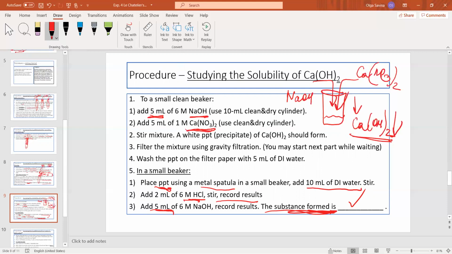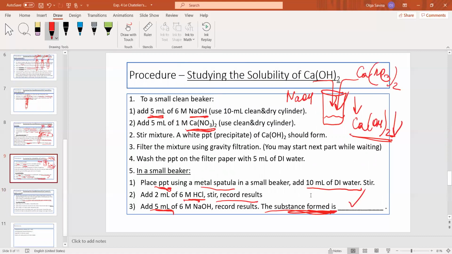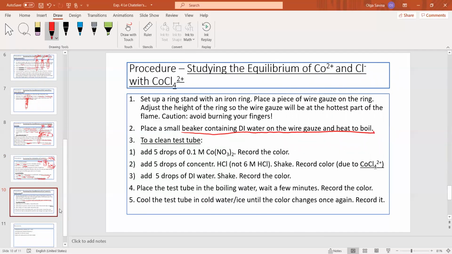Okay, and then finally, we have to heat, not our solution, we have to just heat a small beaker containing DI water. Okay, and sorry, I messed it up. So substance formed. Yeah, that's it. This is what we have to do, and this is our next experiment.